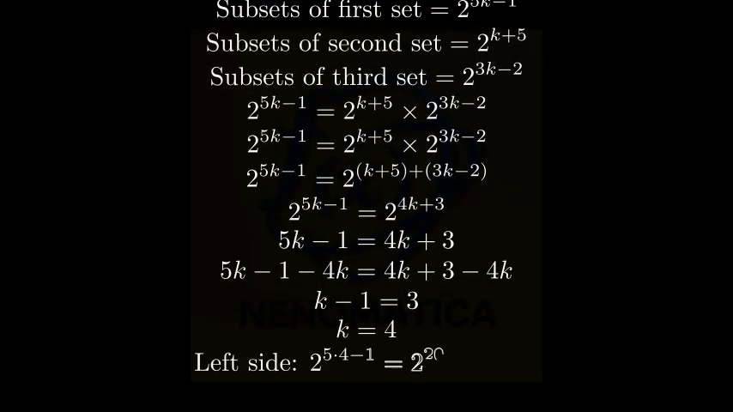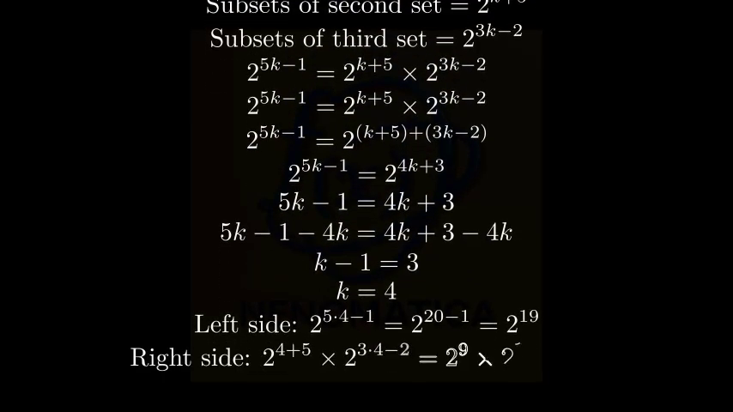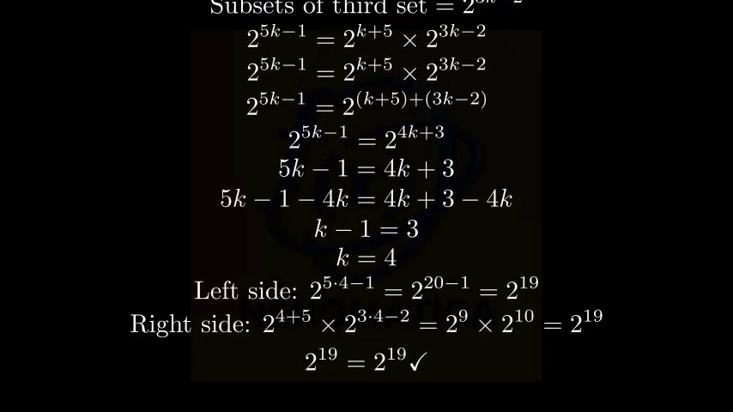Let's verify our answer by substituting k equals 4 back into the original equation. For the left side, we have 2 raised to the power of 5 times 4 minus 1, which is 2 raised to the power of 19.